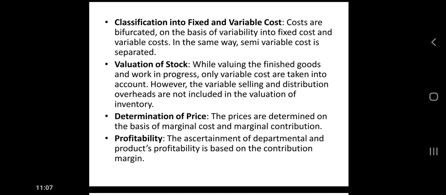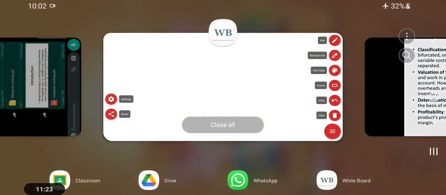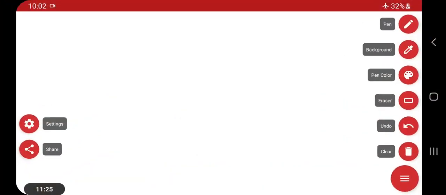Marginal costing is used to know the impact of variable cost on the volume of production or output. The break-even analysis is an integral and important part of marginal costing.